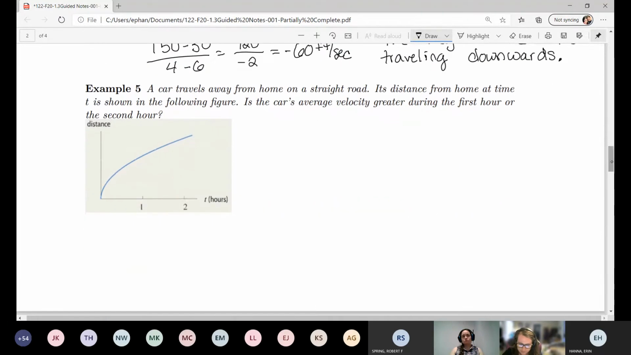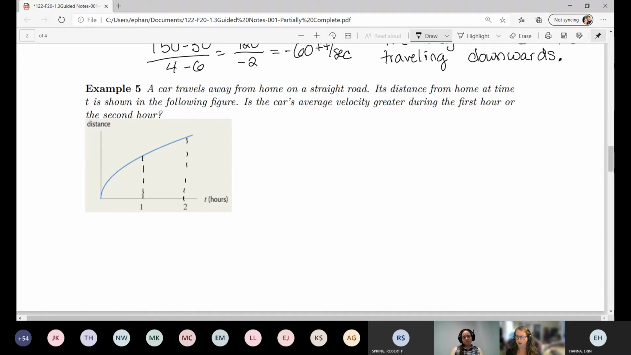Next one. A car travels away from home on a straight road. Its distance from home at time t is shown in the following figure. Is the car's average velocity greater during the first hour or the second hour? So first thing I'm going to do is split this up between the first and the second hour. The first hour would be between 0 and 1, and the second hour would be between 1 and 2.